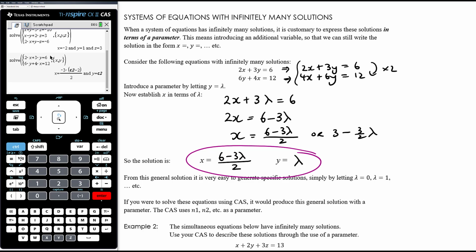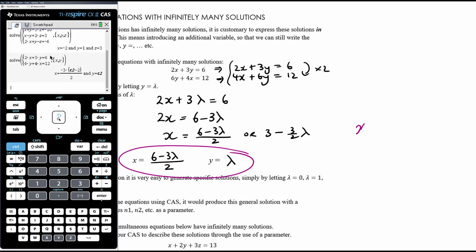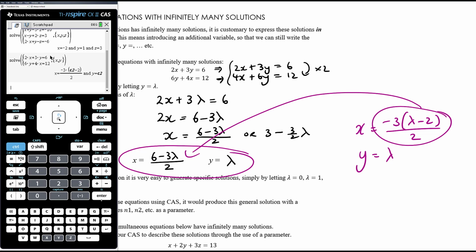If you're going to copy out that answer from your CAS, you're going to write that x equals negative 3 times lambda minus 2, or generally speaking I would say use Greek letter lambda or letter n. They're common ones we use as parameters. You can use t, which has different implications, but just don't write C2. You could write C, but generally I'd go with lambda or n. So that is what I would write on the paper, and let's be clear that that is the same as that if you expand out the bracket on the numerator.